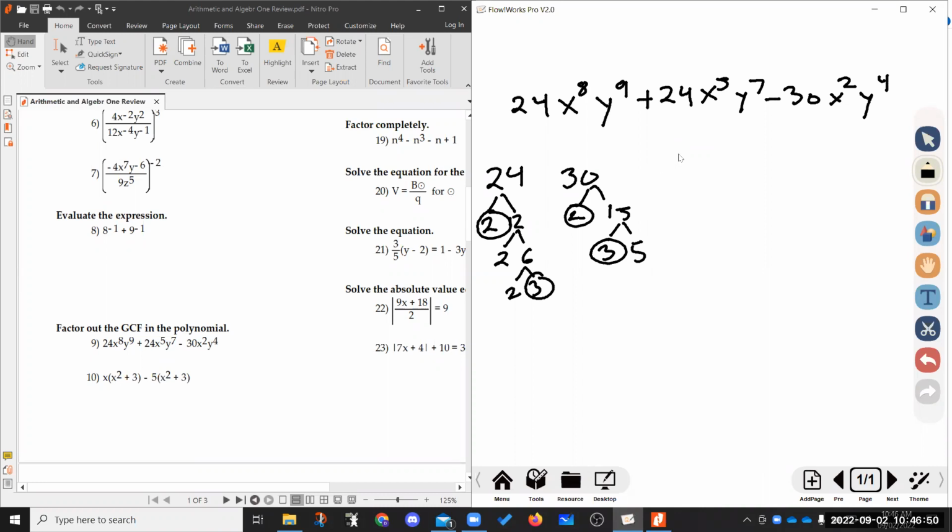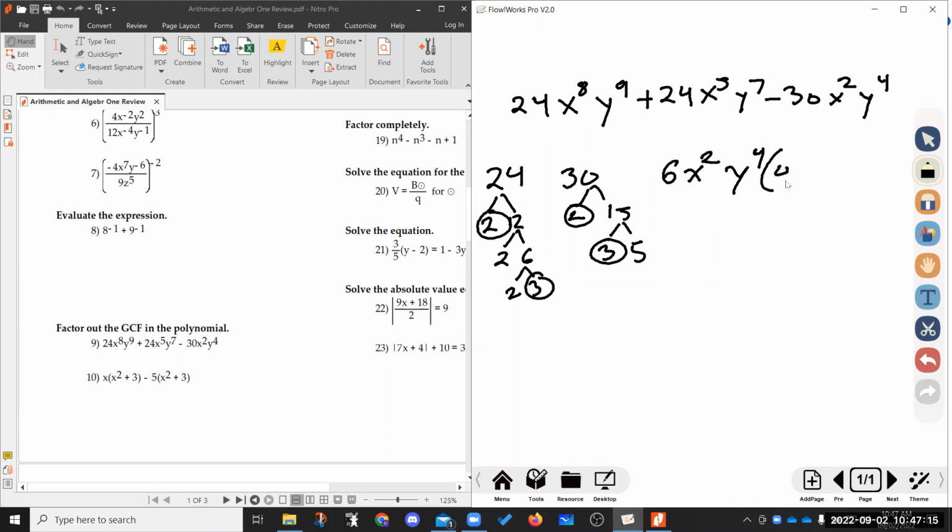So now I need to look for the lowest exponent on x. So we're going to take the 6 out. We're going to take an x to the 2nd out because 2 is the smallest out of 8, 5, and 2. And on y, the smallest exponent is going to be 4. So those come out, and I'm going to divide each of these terms in my head by that GCF.